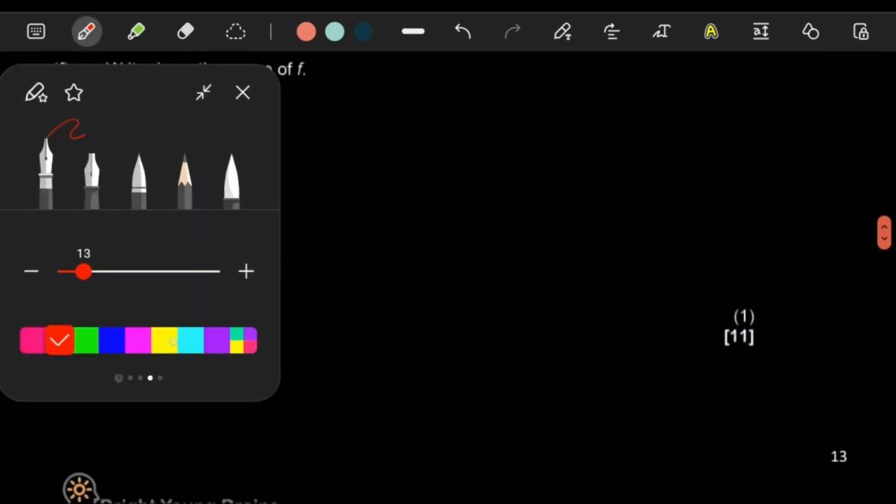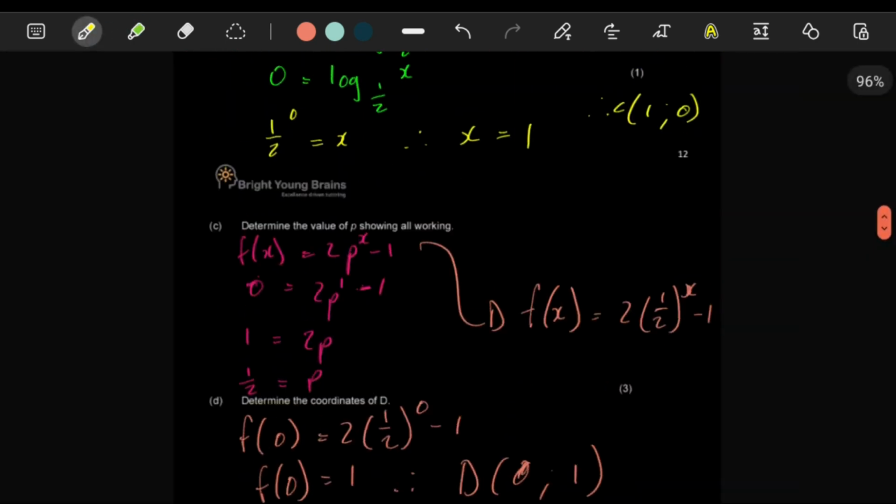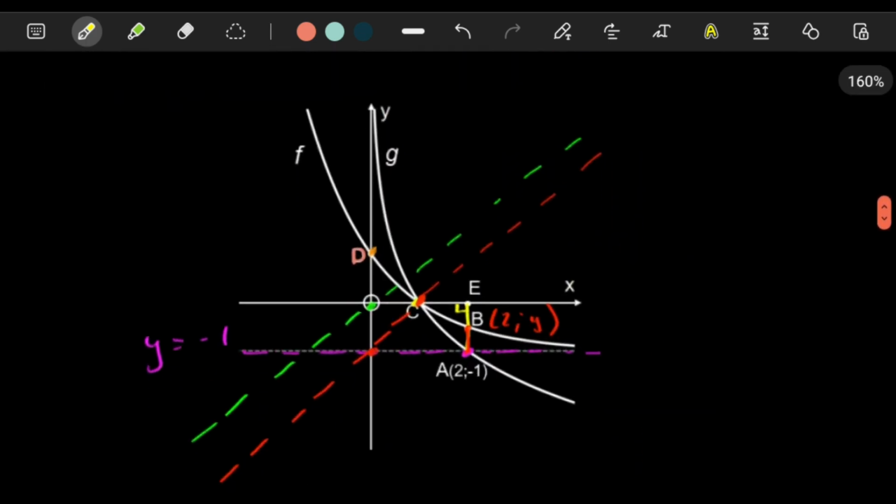Write down the range of f. Where is f? You have to look at f nicely. We can see here, this is its asymptote. You see the graph of f, it doesn't touch that yellow line. So we can say that the graph of f is everywhere going up. So the range here: y has to be bigger than negative 1.